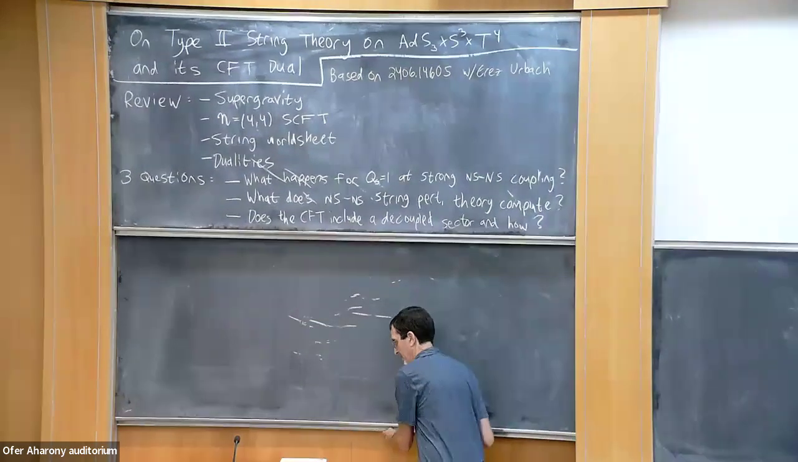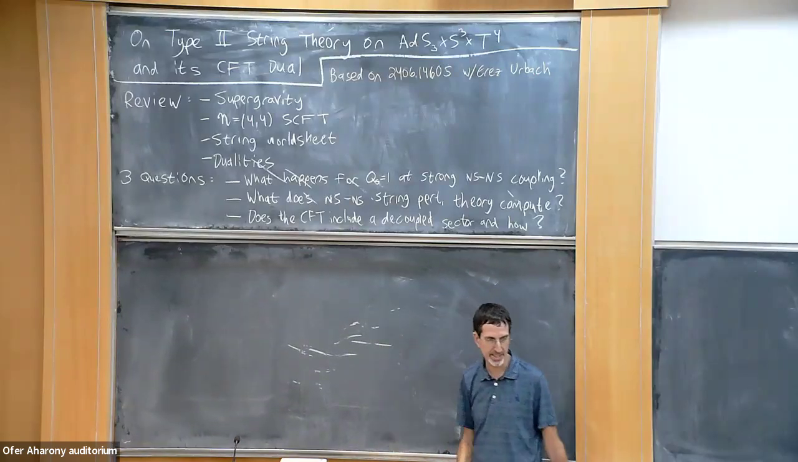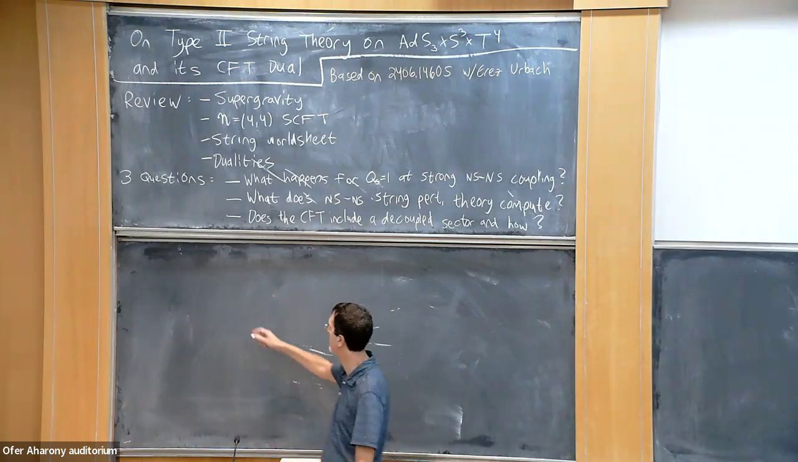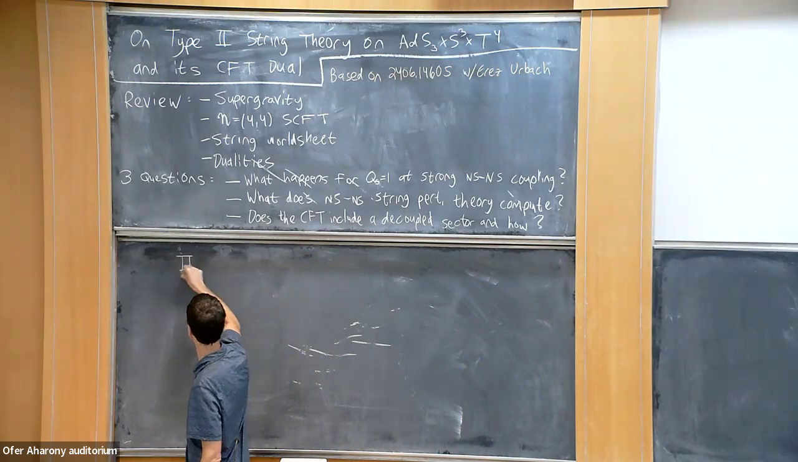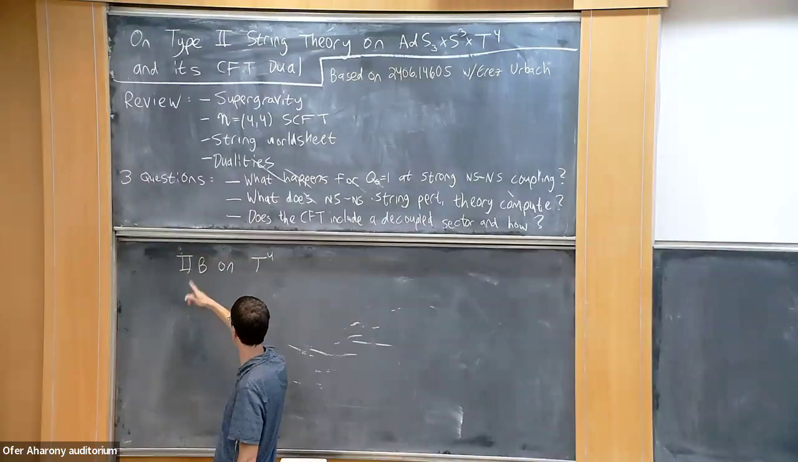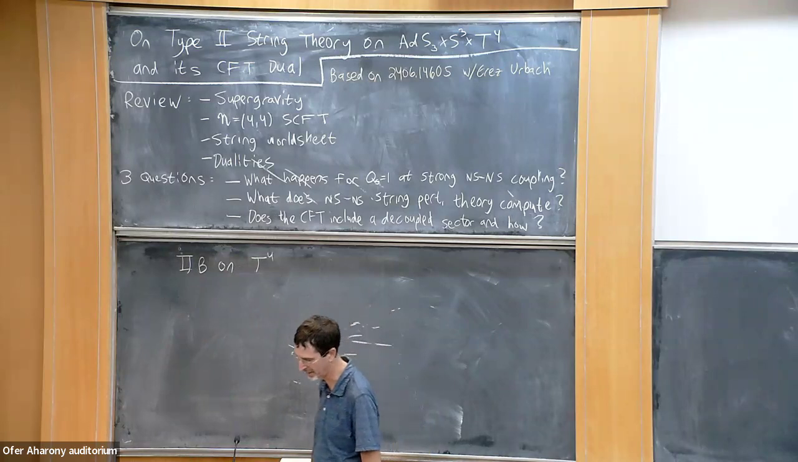So let me begin with a general setup. Like in other examples of AdS/CFT, we can construct this theory by taking the near horizon limit of some brane configuration. So we can start with type 2B on T4. We could equally well be in type 2A because they're related by T-duality. So for simplicity, I'll just discuss the 2B case here.